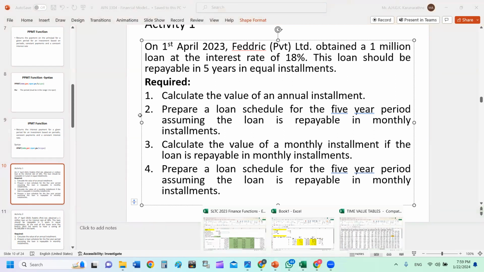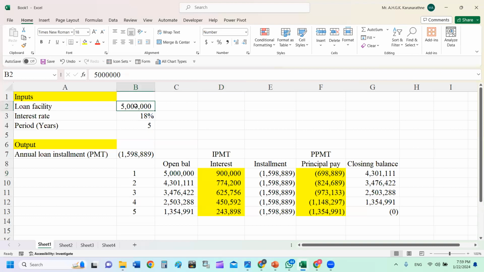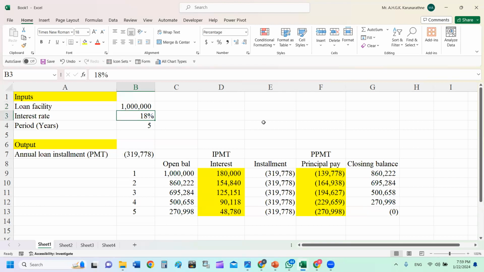Since I have developed the model, you know the importance of a model. We have developed the model and we only have to change the variables. What are the variables in this case? Loan amount 1 million, interest rate 18%. Already done. The moment you alter the inputs, the loan repayment schedule is already prepared. That is the beauty of models. The answer is already prepared.